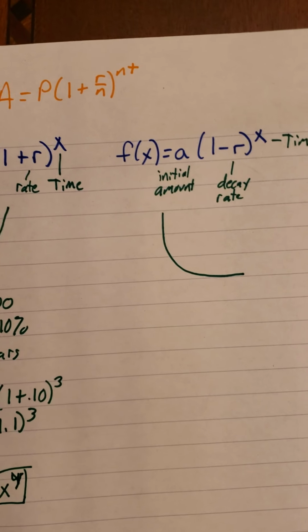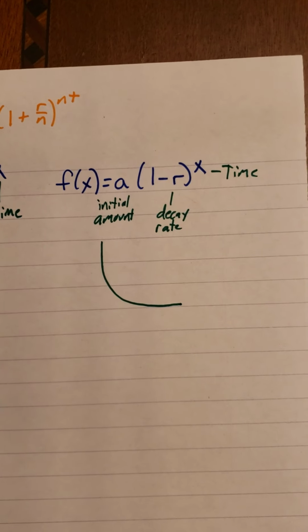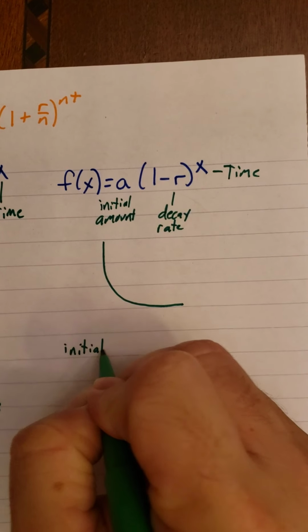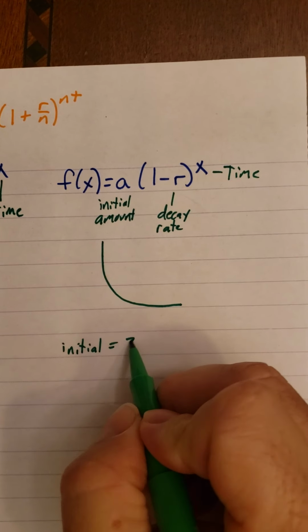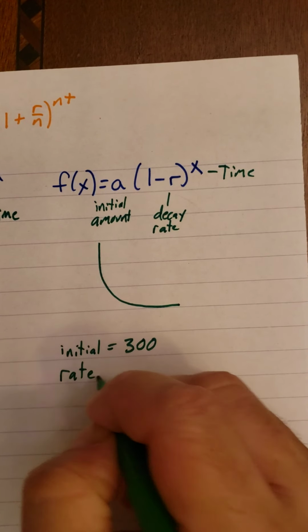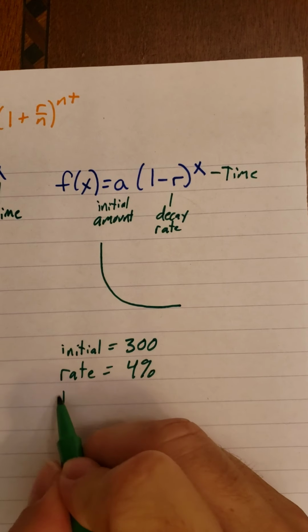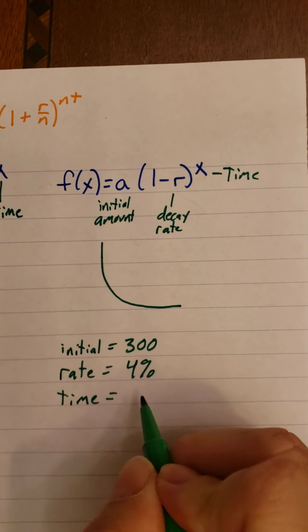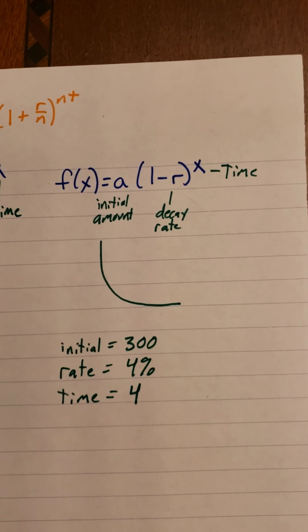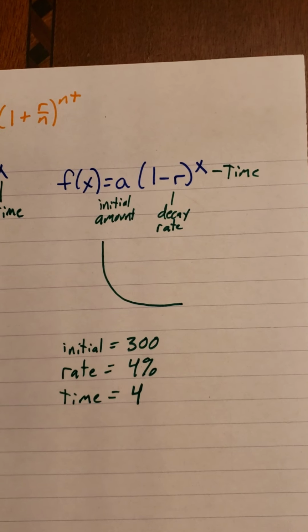Now let's go ahead and do the same thing for decay and pick some different numbers. So our initial in this case is going to be, say, 300. Our rate is going to be 4%, and the time is going to be 4. So these are all the numbers that we're going to work with. You got to be careful with the rate in this case because you can't just put a 4 in there. It has to be a 0.04.